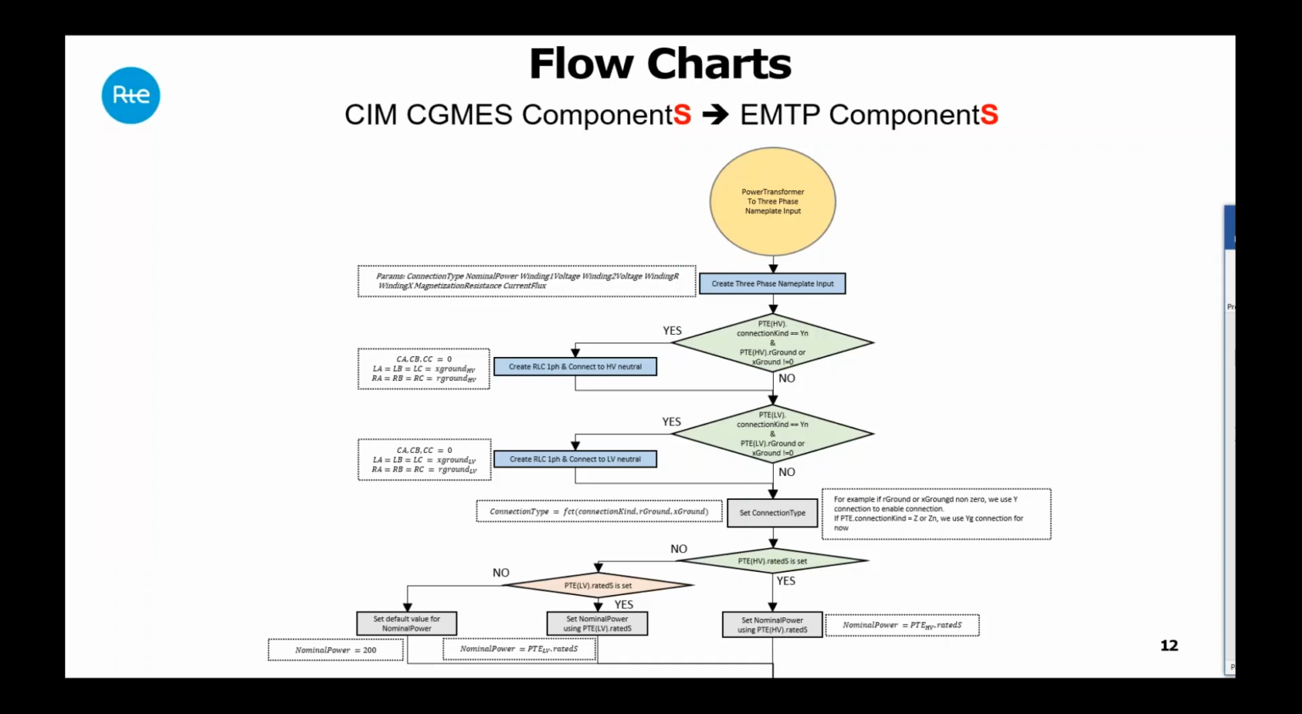Sometimes the mapping between CIM and the EMTP is very complex. So we use flowcharts as documentation to explain how the gateway works. One important thing, and that's why I insist on the S here, is that one or more CIM components can lead to one or more EMTP components. In this example, for a power transformer, we can have two more RLC components that we will connect to the neutral if the R or the C ground attributes are not 0.